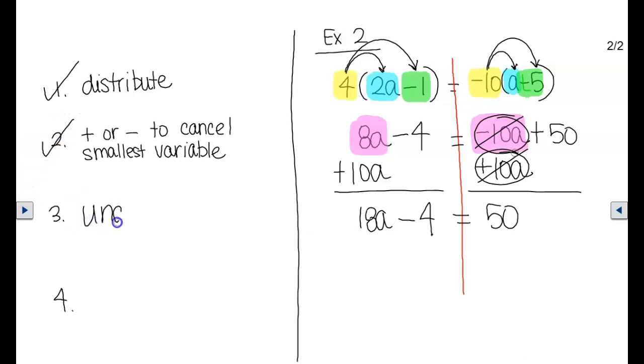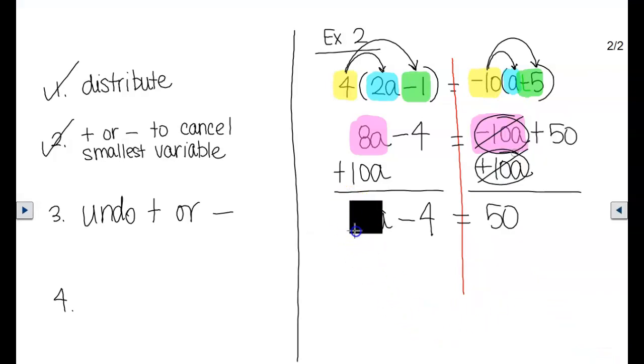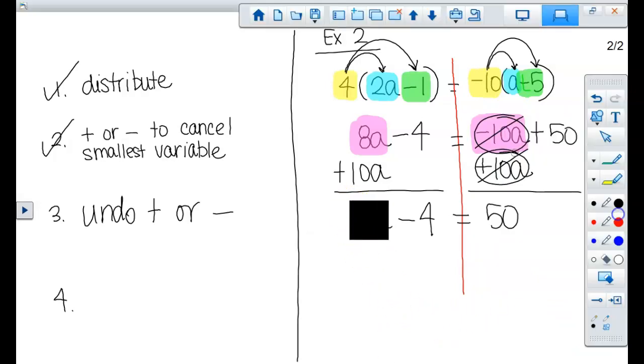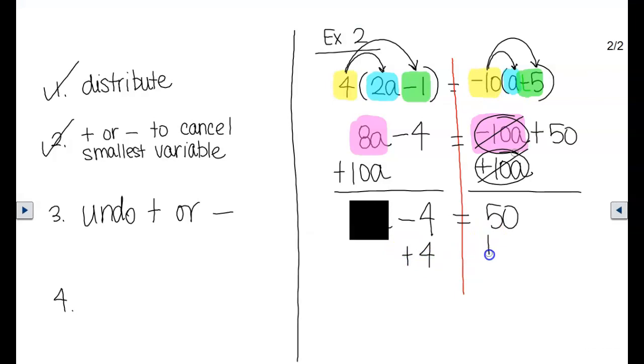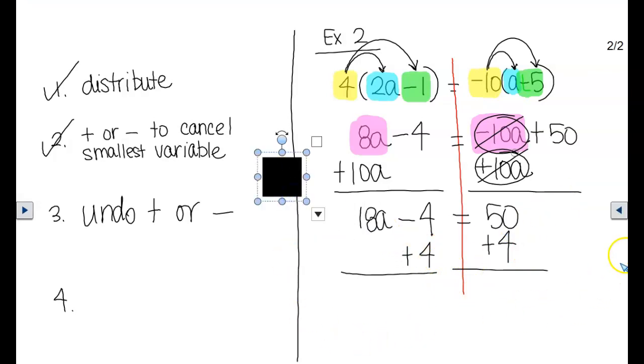Next up, I'm going to undo adding or subtracting. So you all know what I always do at this point, or hopefully you do. Cover up my variable, 18a. I see subtracting 4. So I will undo that by adding 4. And remember, the purpose of that cover on the variable is just so I can focus on one number and getting rid of him. All right, so move your cover.